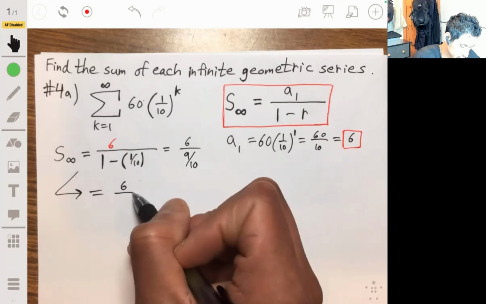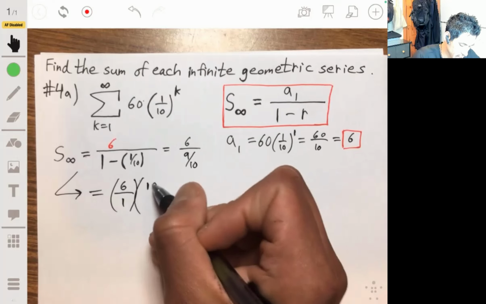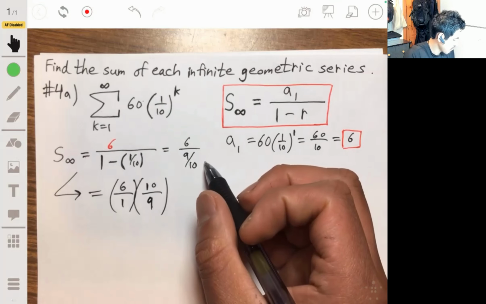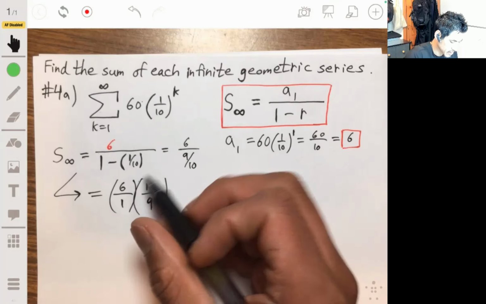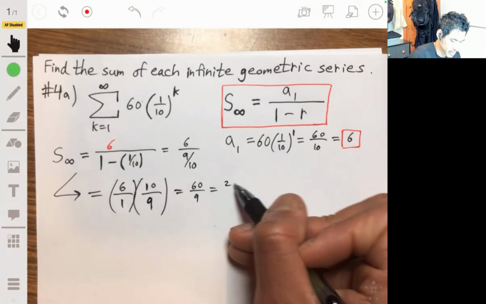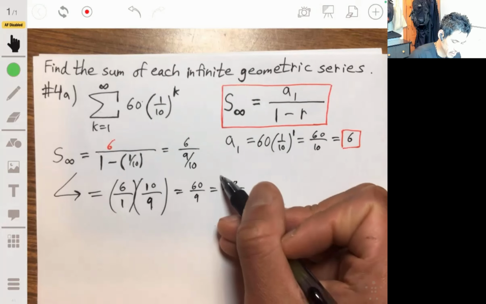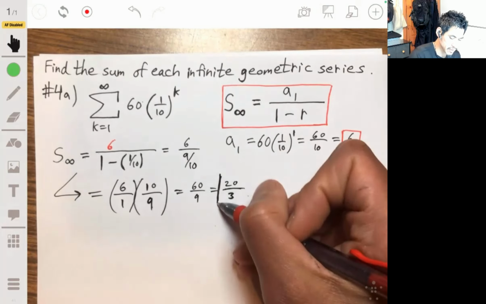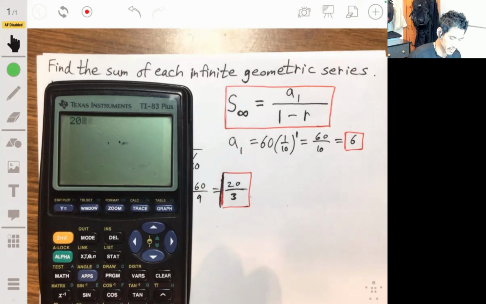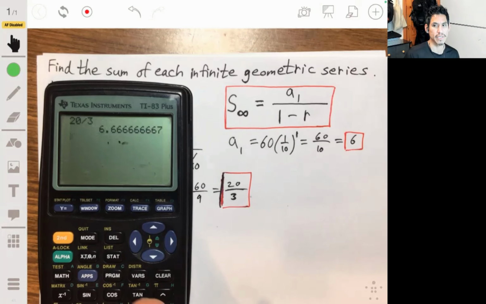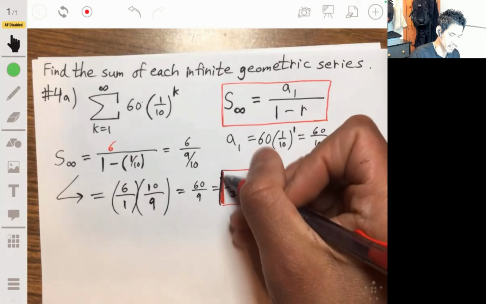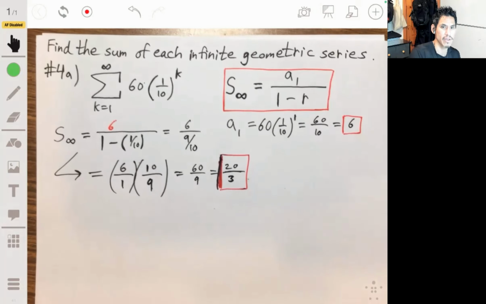This will be equal to 6 over 1 times 10 over 9, and this will just be the same as 60 over 9. Dividing both by 3, we'll get 20 over 3. I prefer, at least for my students, that they leave their answers as a fraction. You're going to get a repeating decimal if you do this in your calculator. You'll get 6.6 repeating, which I just don't like. It's better to keep it as a fraction because they're more exact. Most teachers will prefer that.